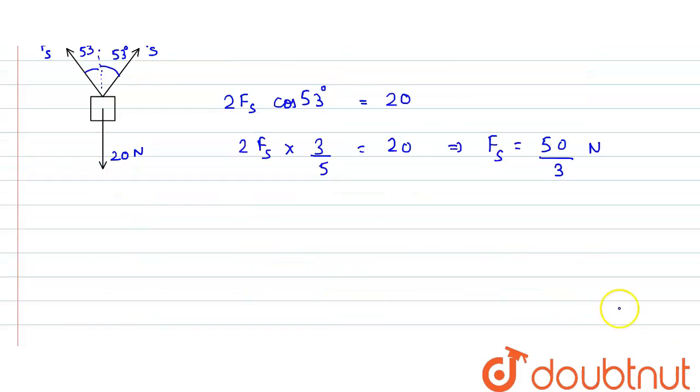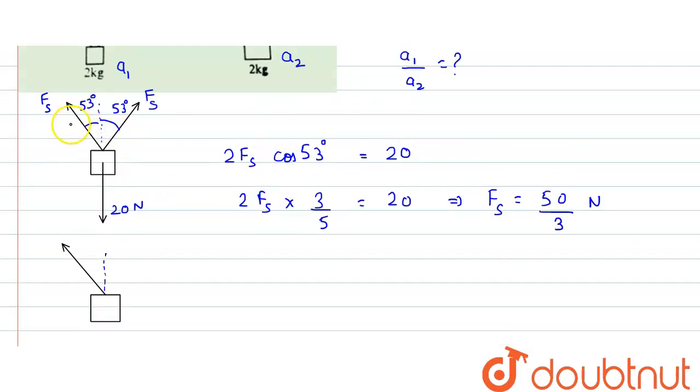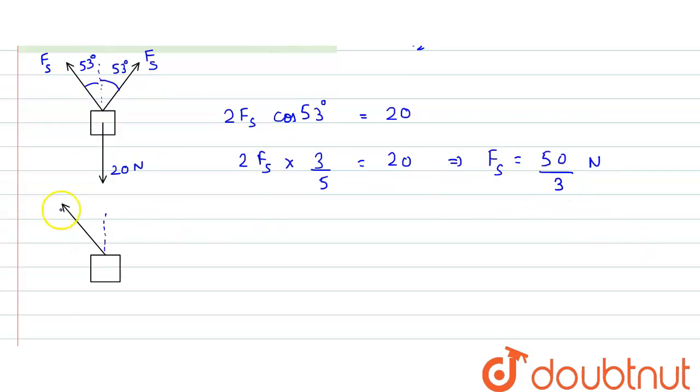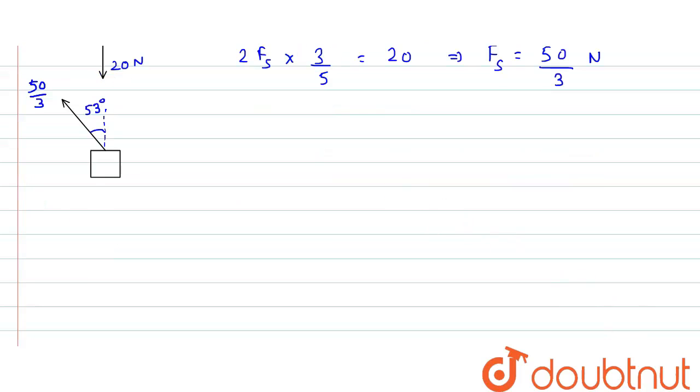Now when we cut the spring, if we cut one of the right springs, what will happen? This is our block. If we cut this, there is no force in this direction, but there would be a spring force in this direction. What would be the value of the spring force? A spring force cannot change instantaneously. Even if we cut it, the force at that instant would be exactly the same. So here also the force acting would be 50 divided by 3 Newton at an angle of 53.